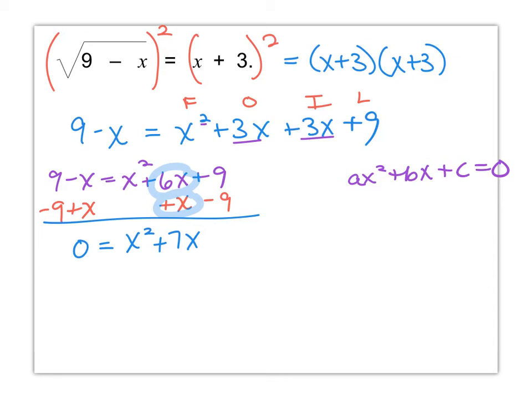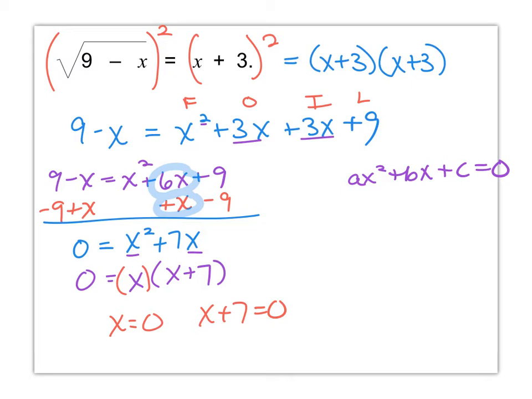Now we can complete this by factoring. The greatest common factor of the two terms is x. So we can write this as 0 equals x, the greatest common factor, and what we have left is x plus 7. Using the zero factor property, we can set each of those factors equal to 0. If 0 is equal to the first factor times the second factor, either the first factor is equal to 0, x equals 0 is a possible solution, as well as x plus 7 equal to 0. And by subtracting 7 from both sides, we get x equals negative 7 as another possible solution.